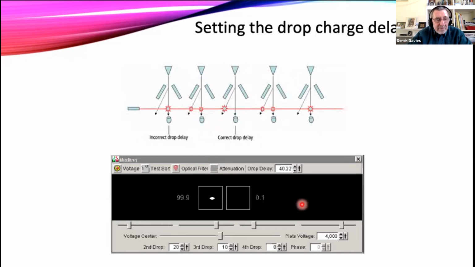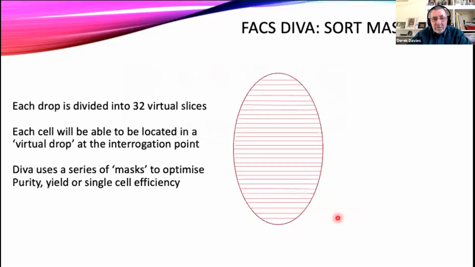The other thing we have to think about when we're sorting is what sort mode we're going to use, how many drops we are going to sort, and what our priority is. Is our priority getting purity? Is our priority getting a high yield? Or is our priority making sure that we only sort single cells? On the Diva system, and we talked about this last time, I won't go into it too much here, but we can come back to it in the session in a moment when we get to the cytometer.